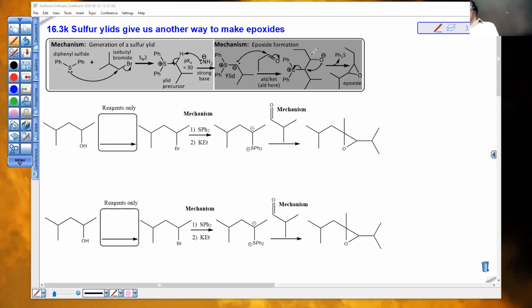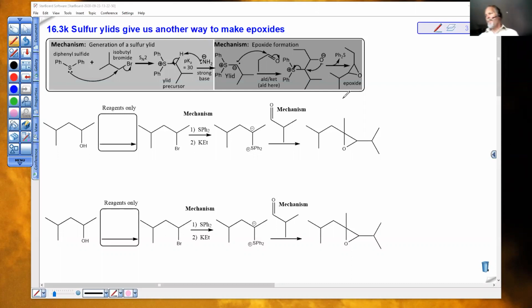This is an example of what you might think of as a neighboring group participation reaction, where you have a nucleophile in the same molecule with a leaving group. Just like an oxonium is a good leaving group, so is a sulfonium. And we generated an epoxide.